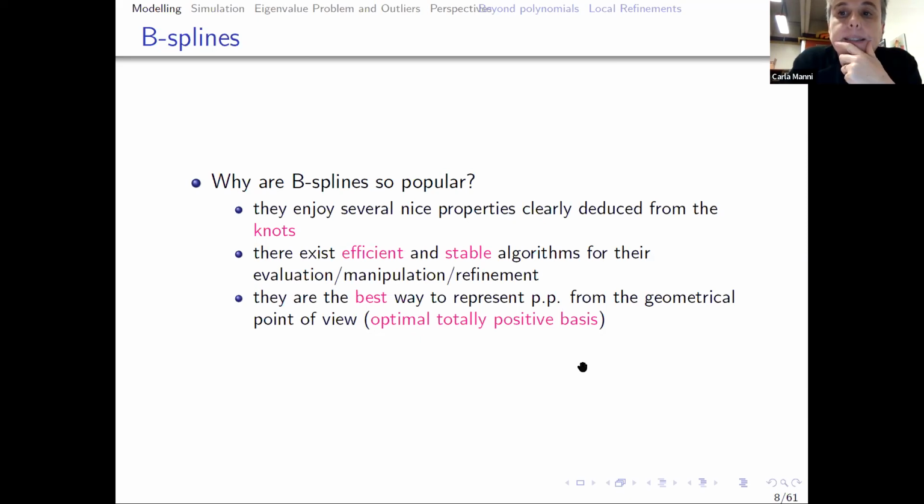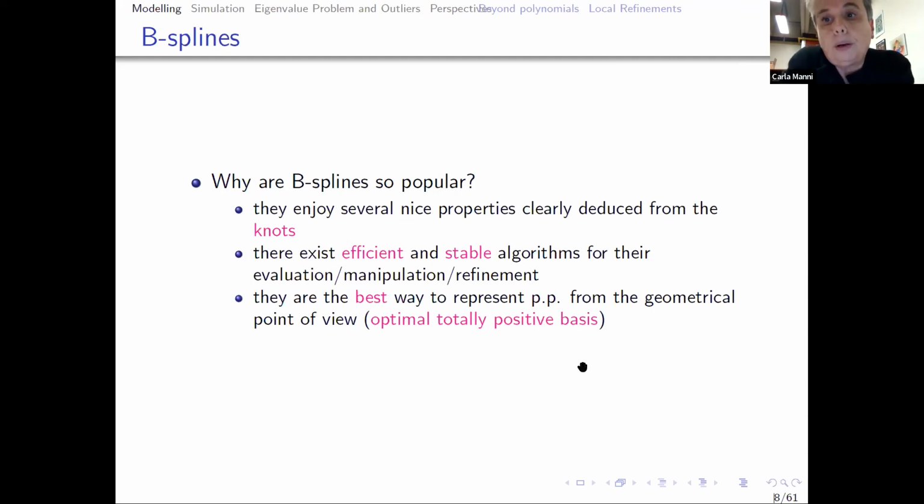First of all, they enjoy several nice properties that can be immediately and clearly deduced from the sequence of nodes. Whenever you see the nodes, you understand everything about this function. You don't need anything else. But from the practical point of view, it is also very important that there are efficient and stable algorithms for their evaluation, manipulation, refinement, and so on.